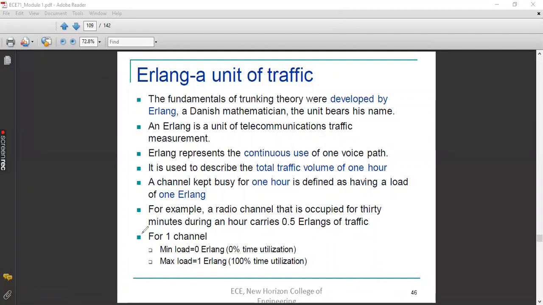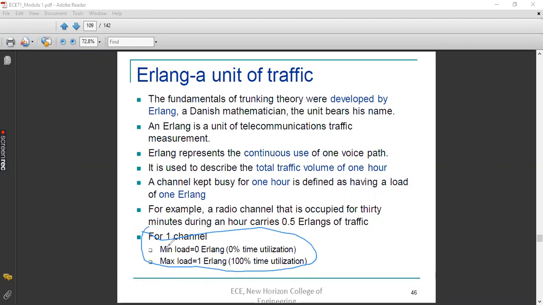If it is for one single channel, then the minimum value of traffic intensity is 0 Erlang. 0 Erlang means the entire time duration it is free. For the entire available observation period, the channel is free, which means that the load is 0. If it is 1 Erlang, it means that 100% the particular channel is utilized, 100% of the entire observation time is being occupied.